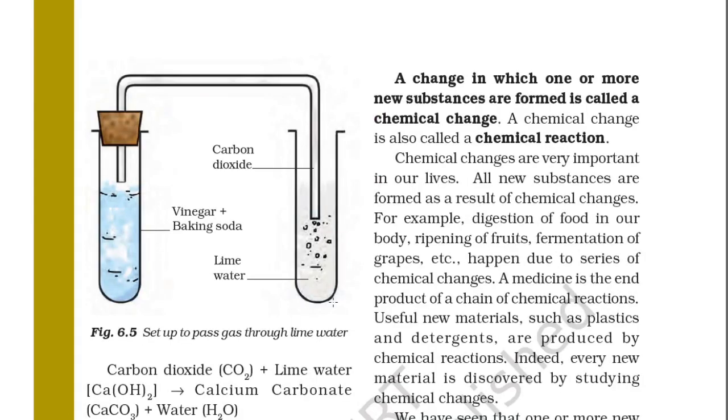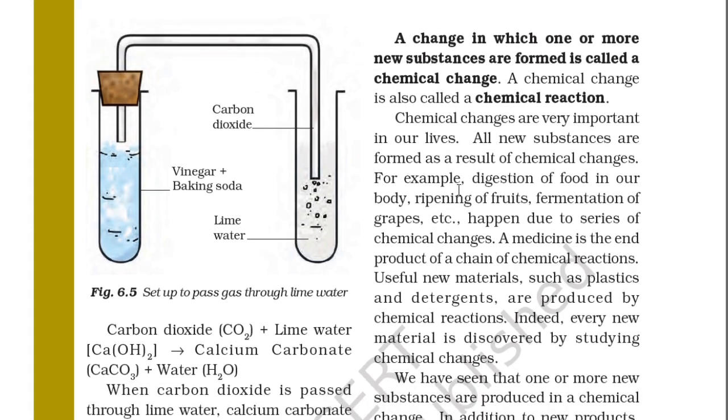A change in which one or more new substances are formed is called a chemical change. So in a physical change, no new substances are formed, but in a chemical change, one or more new substances are formed. A chemical change is also called a chemical reaction. Chemical changes are very important in our life. All new substances are formed as a result of chemical changes.